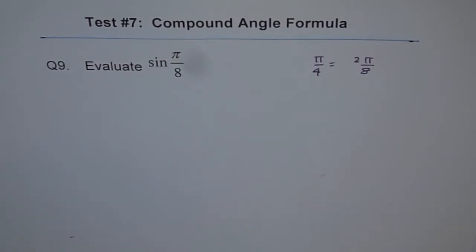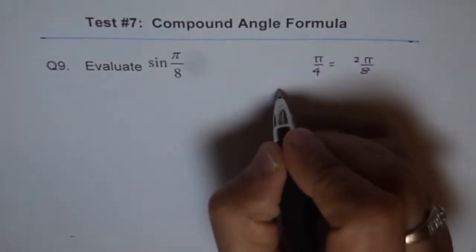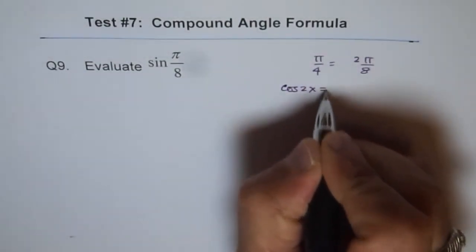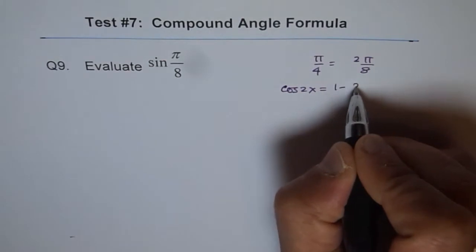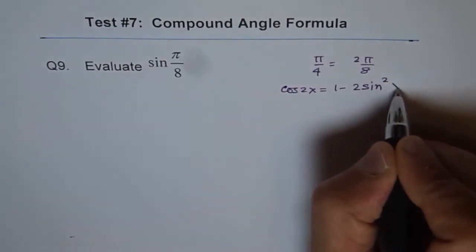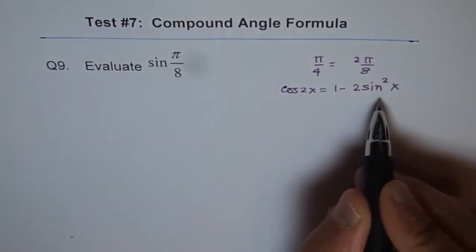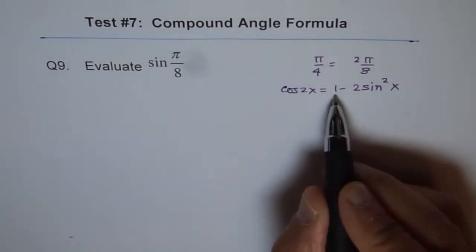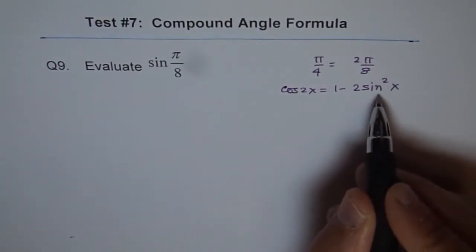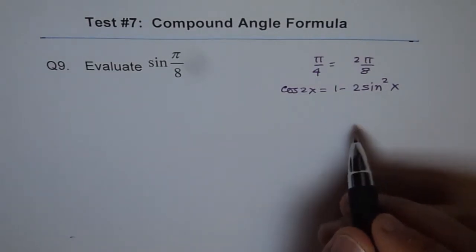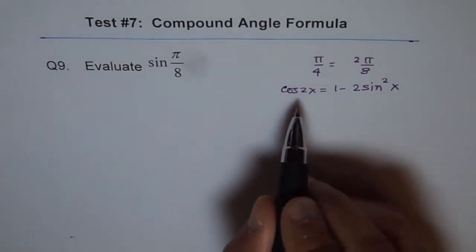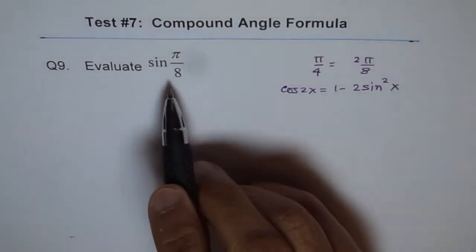Sine 2x will be 2 sine x cos x. That doesn't help. Here, the formula which really helps us is the double angle formula for cosine. So what is cos 2x? Cos 2x is equal to 1 minus 2 sine square x. So there is a huge advantage with this formula of cos 2x. It could be written in cos and also in sine x, right? If you write it in cos x, it is 2 cos square x minus 1. And in sine x, it is this, 1 minus 2 sine square x. So we can take the help of this formula to solve our question.